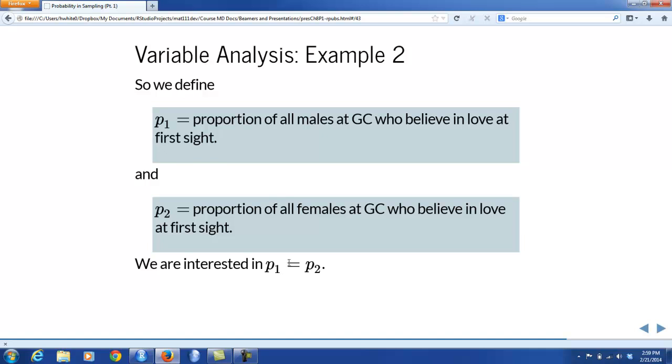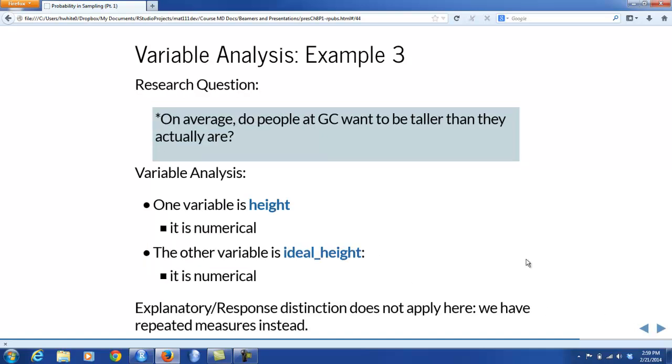And so when we're interested in who's more likely to believe in love at first sight, we're interested in P1 minus P2. Again, this should be a minus, not an equals. P1 minus P2.